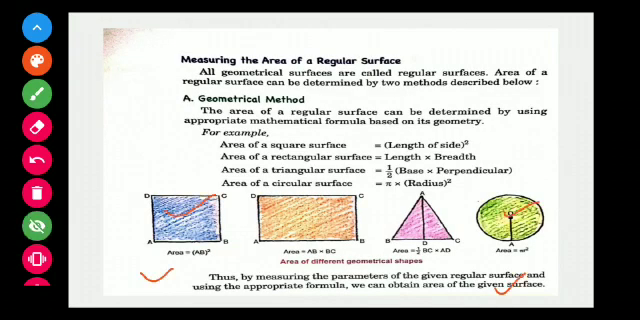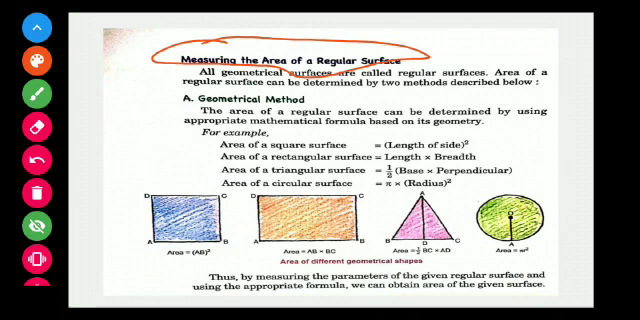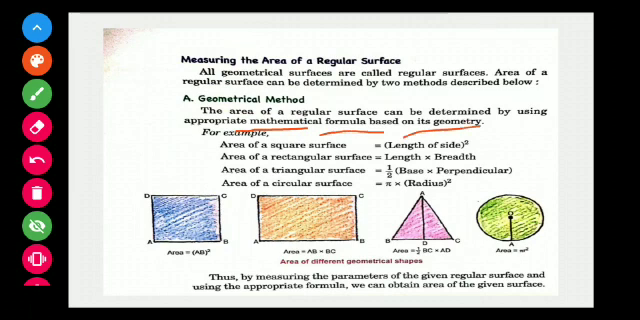Next is measuring the area of regular surface. There are two methods to measure the area of regular surface. First is the geometrical method and second is the graphical method. Here we will discuss the geometrical method, and the area of a regular surface can be determined by using an appropriate mathematical formula based on its geometry.